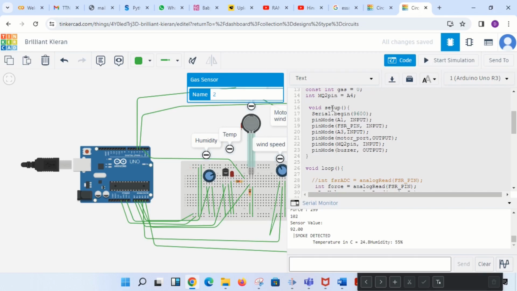Under the void setup function, you have to write all the configuration, all the pin numbers you mentioned, which will be input and output. So in my case, the humidity sensor, temperature sensor, pressure sensor, wind speed potentiometer and the gas sensor will be input pins, and the buzzer and the motor, these two will be the output pins, right? The motor pin and the buzzer, these two will be output pins. All this pin configuration I have to mention under the void setup function.